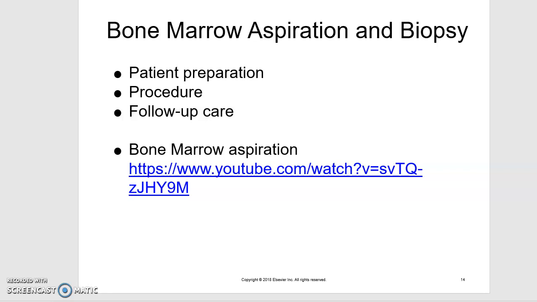In bone marrow aspiration, cells and fluid are suctioned from the bone marrow. In bone marrow biopsy, solid tissue and cells are obtained by coring out an area of the bone marrow with a large bore needle. This requires the provider's prescription and signed informed consent.